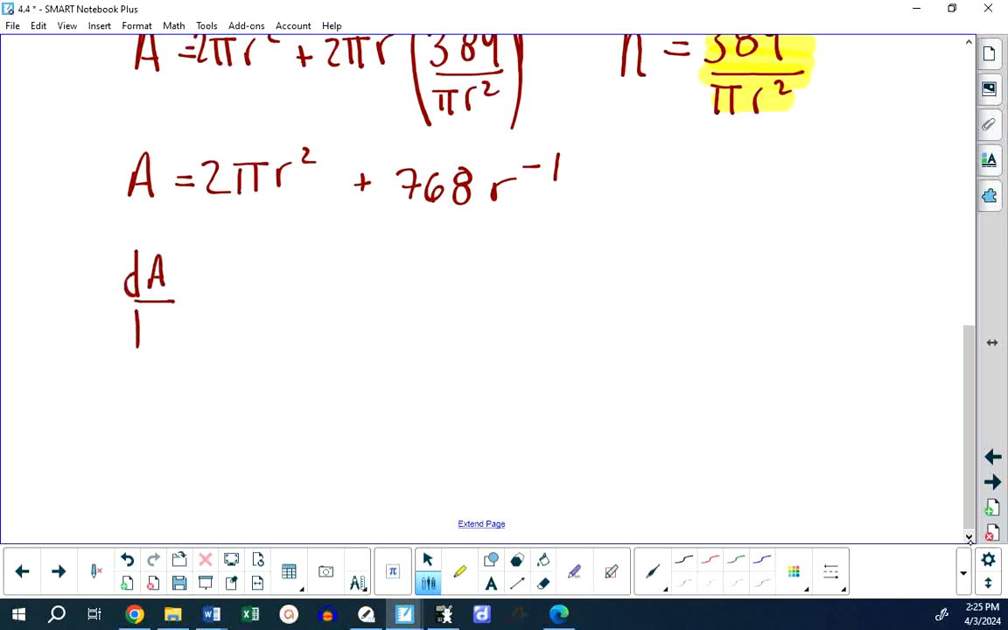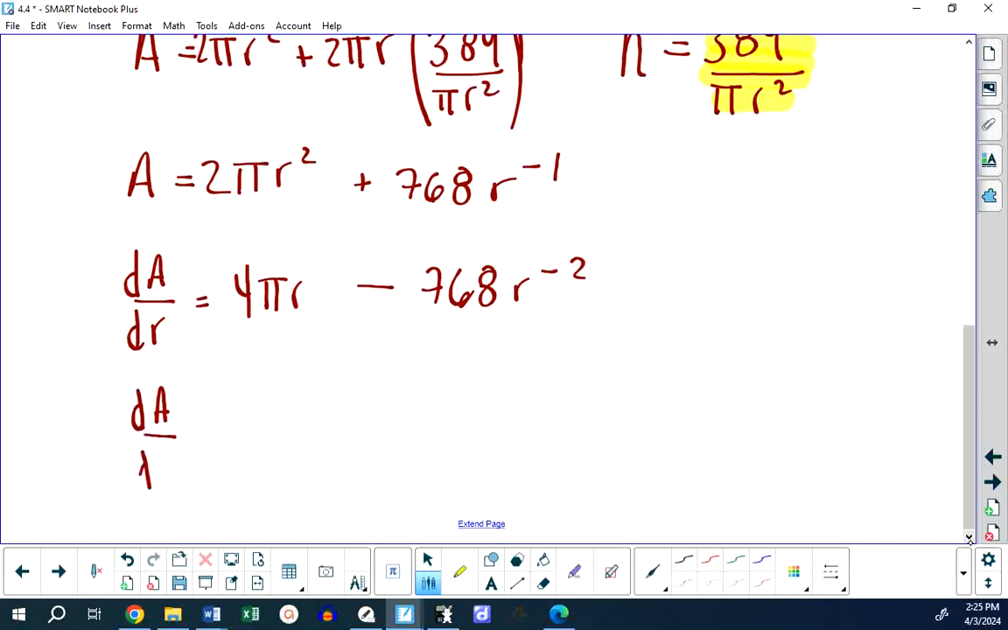dA dr is equal to 4 pi r minus 768 r to the negative 2. And there's a temptation here, and it just popped into my head momentarily, and then it went away, luckily. You're going to be doing some of these problems, and some of you might go, oh, dr dt. You might be thinking of related rates and throwing in those extra derivatives. That's not what we're doing. This is all with respect to r. The reason why we learned about factoring negative exponents is precisely for this situation. You want to always factor out negative exponents.